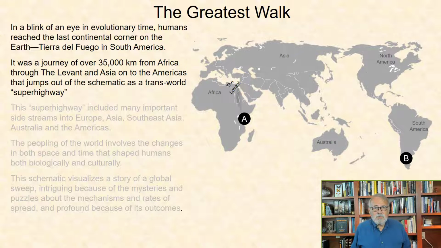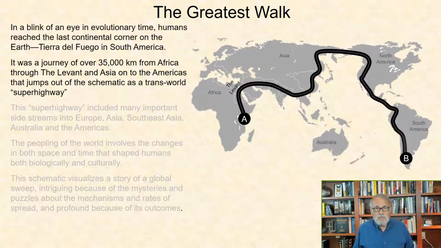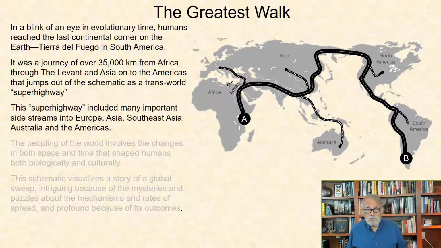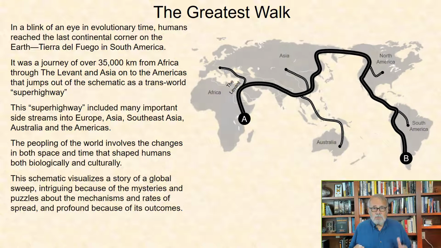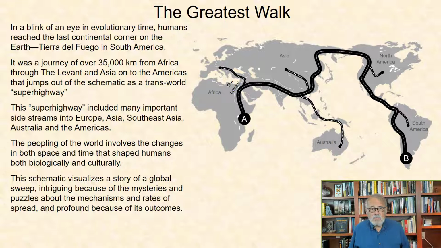It was a journey of over 35,000 kilometers from Africa through the Levant and Asia onto the Americas that jumps out of the schematic as a trans-world superhighway. This superhighway included many important side streams into Europe, Asia, Southeast Asia, Australia, and the Americas. The peopling of the world involves the changes in both space and time that shaped humans both biologically and culturally. This schematic visualizes a story that can be told of a global sweep, intriguing because of the mysteries and puzzles about the mechanisms and rates of spread, and profound because of its outcomes.